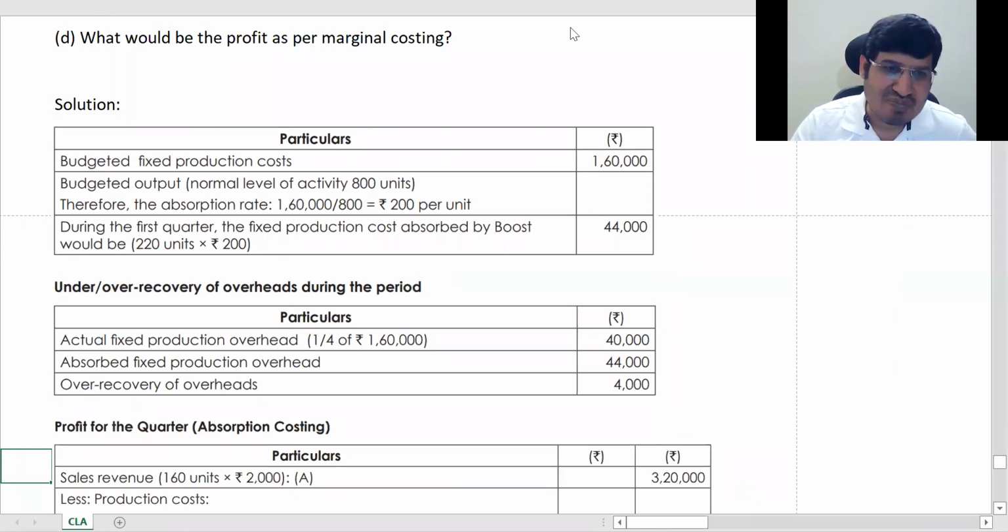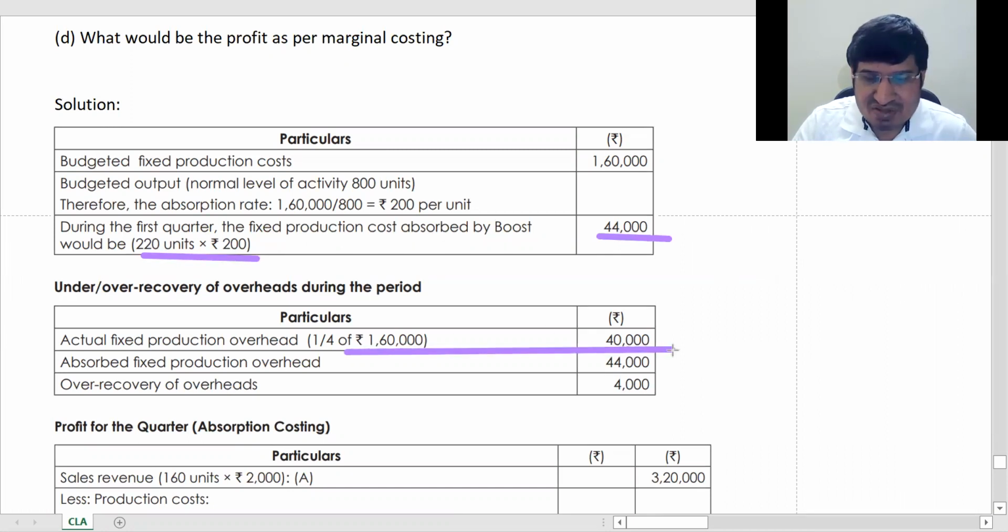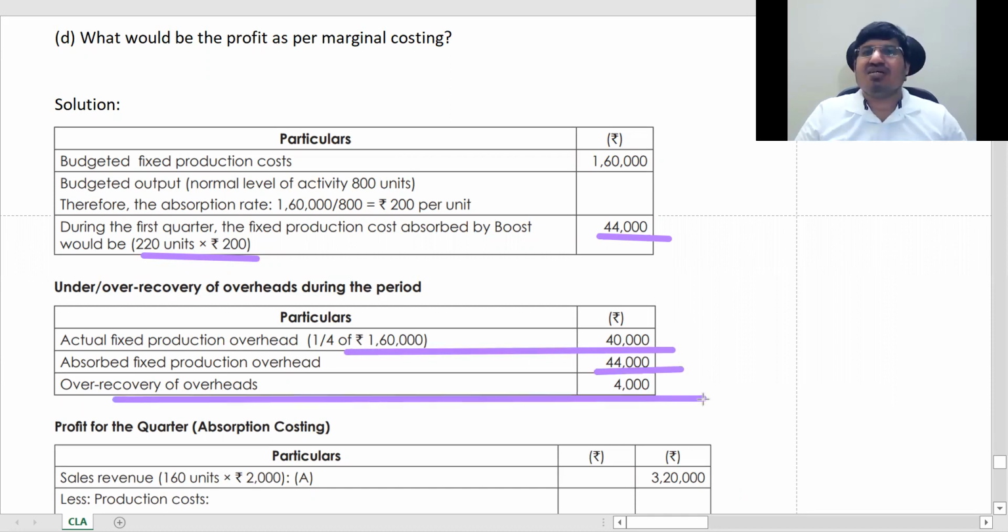नाउ जैसे मैंने बोला, जब आपका क्वार्टर होता है, व्हाट यू विल यूज द ओवरहेड अब्जॉर्प्शन रेट. करेक्ट, दिस इज व्हाट वी डिस्कस्ड इन द फर्स्ट सेशन, राइट. So overhead absorption rate se you will multiply it, you will get 44,000. Now you know actual should have been 40,000, 1/4, correct. Now this is 4, so your over absorption or over recovery is 4,000. ये बात clear हो गया सबको? Okay, any doubt at this stage?